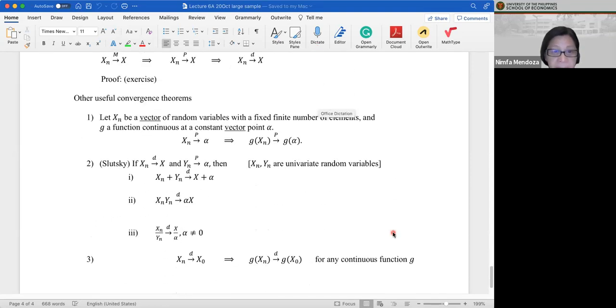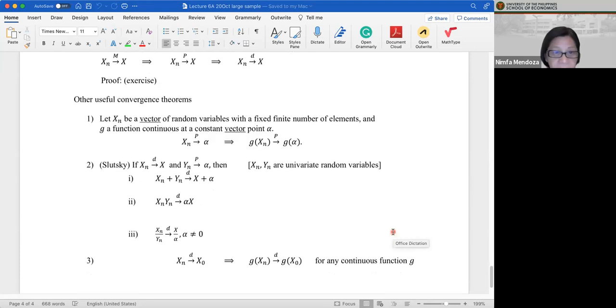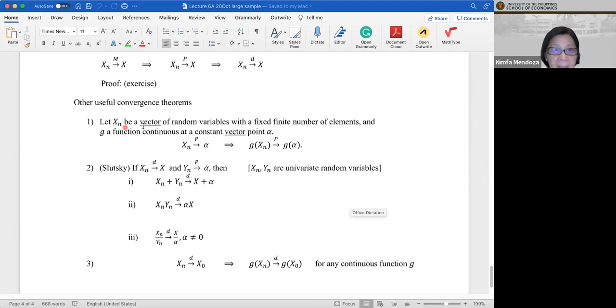We have other useful theorems here. Let x sub n be a vector of random variables with a fixed finite number of elements, and g a function continuous at the constant vector alpha. Suppose x sub n converges in probability to alpha, then the function of x sub n converges in probability to the function of alpha.